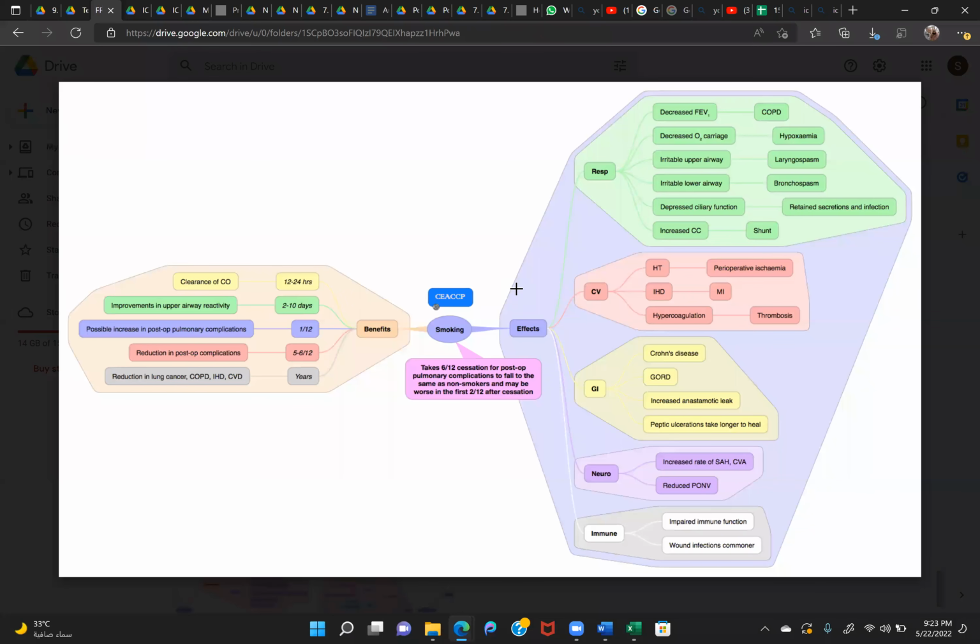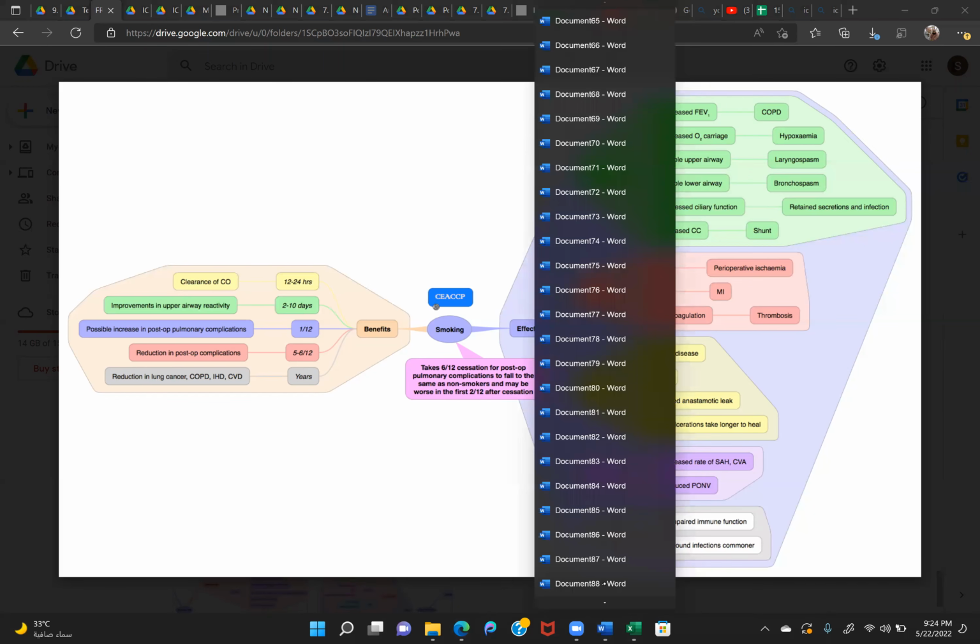Yes. So gradually there is improvement in airway hyperreactivity. Not only clearance of carbon monoxide, there is a decrease in negative inotropic effects. Nicotine and carbon monoxide effects will be decreased, so there will be increased oxygen carrying capacity. Okay. So that's what they have just mentioned here. Remember, this is one of the most important things. You should be knowing about it.